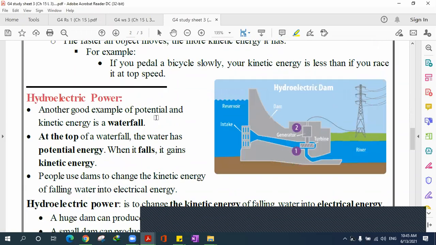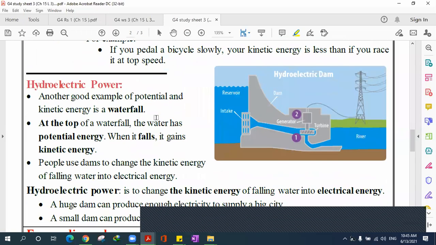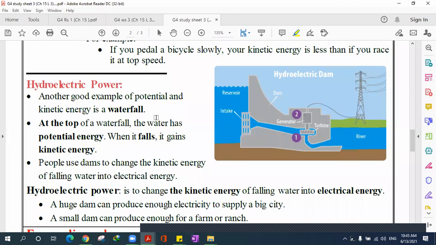Someone said, miss, I know the kinetic energy. What about the potential energy? What's going on with it? Like the meaning of it.